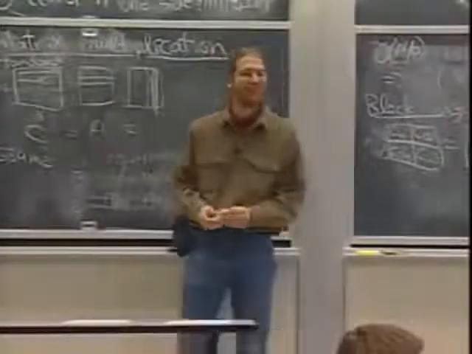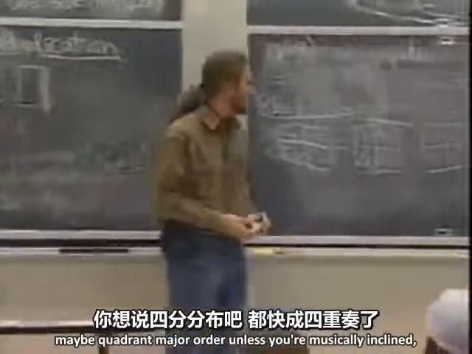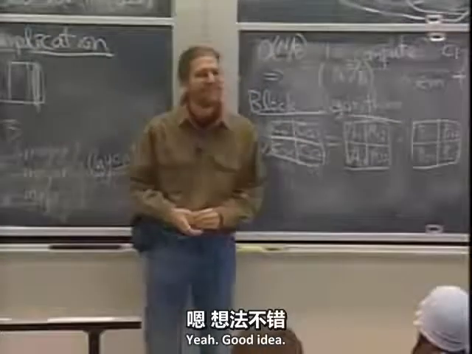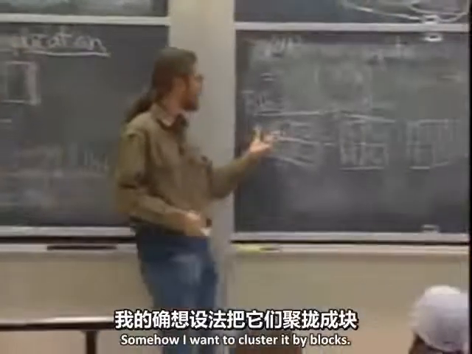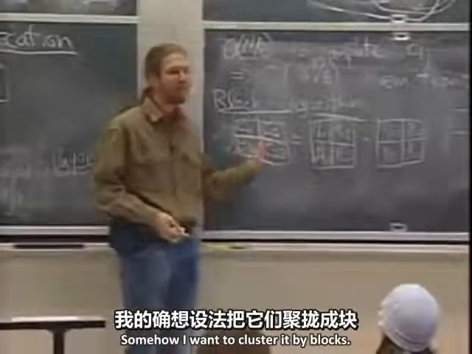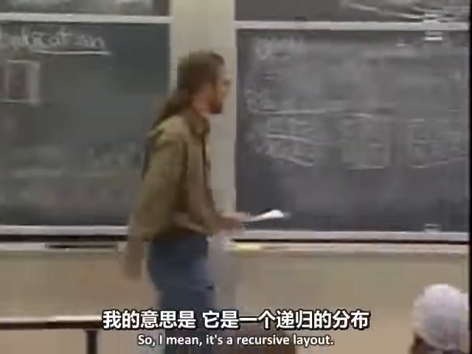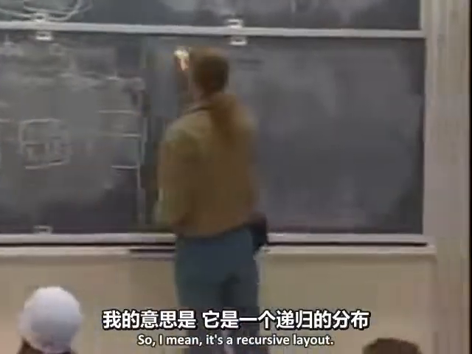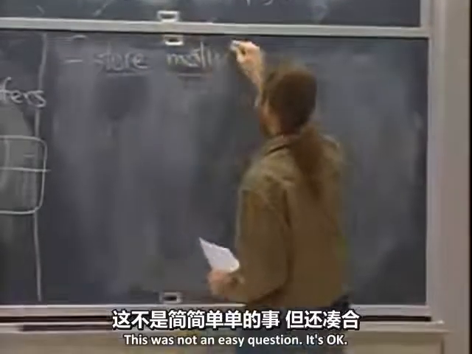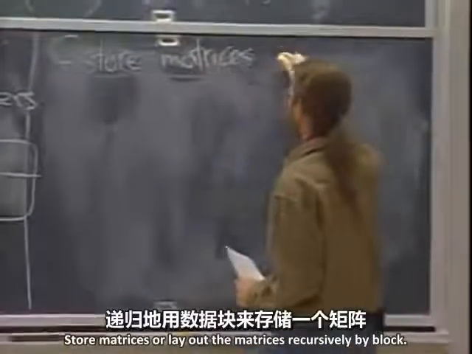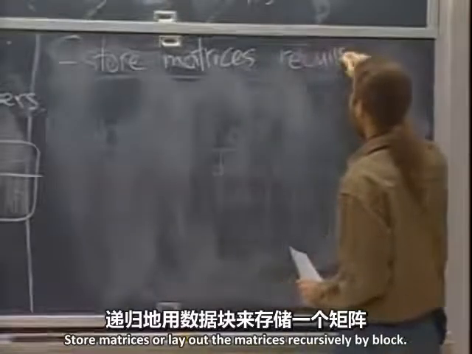Quadrant major order. Maybe quadrant major order, unless you're musically inclined. Yeah, good idea. You've never seen this order before, so it's maybe not so natural. But somehow I want to cluster it by blocks. Okay, I think that's about all I'll get. So, it's a recursive layout. This was not an easy question. It's okay. Store matrices, or lay out the matrices recursively by block.